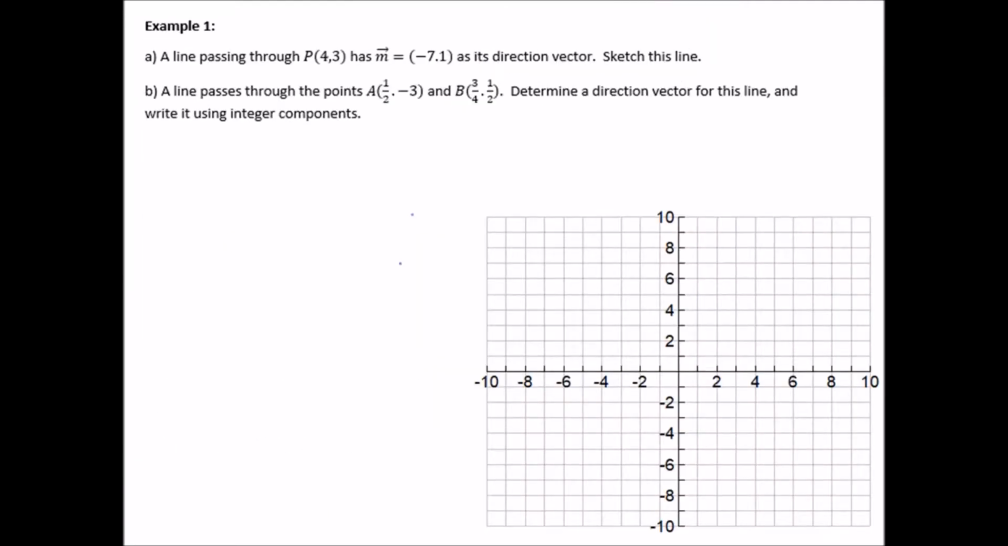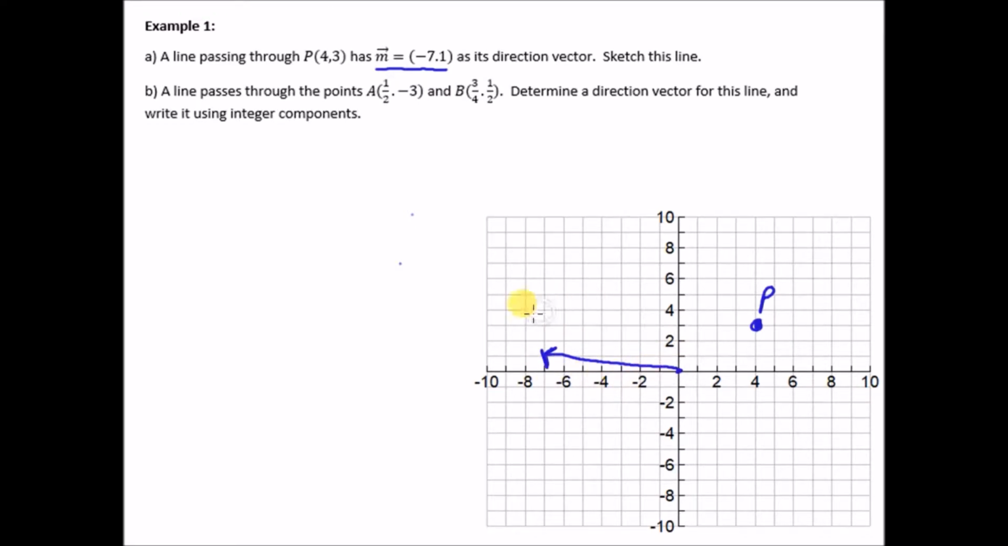Example 1: a line passing through point 4, 3 has vector m equals -7, 1 as its direction vector. Sketch this line. If we were to plot the point 4, 3, that's no problem. 4, 3 goes right here, and that's point P. Now, if we think about a direction vector, -7, 1, I would first plot that as a vector centered at the origin.